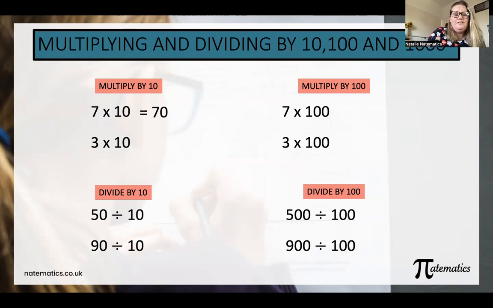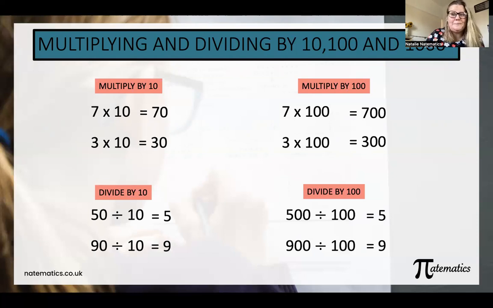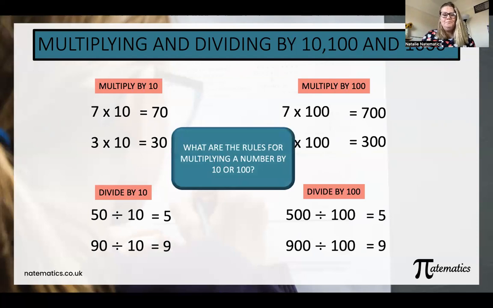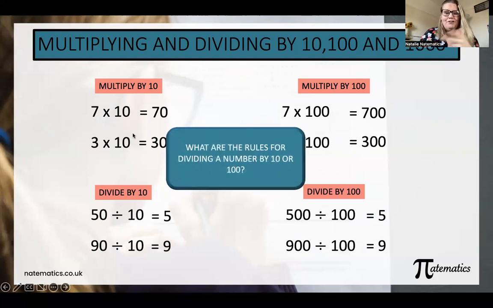So going through each of these, we can put the answers in. So 700, 300, divided by 10 is 5, 9, 5, and 9. Is there a general rule for multiplying a number by 10 or 100 based on what you've seen here? Is there a general rule for dividing a number by 10 or 100? Again, based on what you're seeing here.